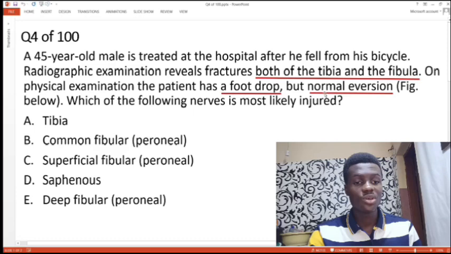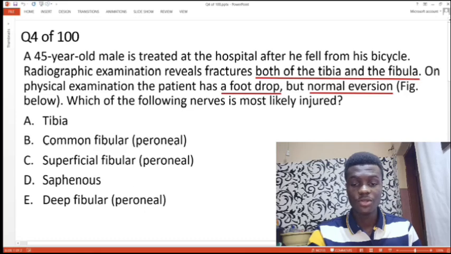But the question told us that the patient has a normal eversion, which means the lateral compartment of the leg is still normal. That is, the fibularis longus and the fibularis brevis are not affected, which means the superficial fibular nerve is not affected, which also makes option B wrong. Because if the common fibular nerve is affected, it is going to affect both the superficial and the deep fibular nerve. Since the superficial fibular nerve is not affected, the common fibular nerve was not affected.